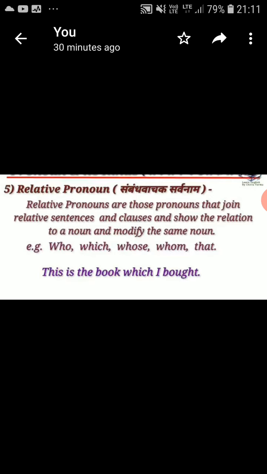So children, when who, which, whose, whom, that are used to join one sentence to another, at that time they are working as a conjunction. So at that time they are called relative pronouns. An example is given here: this is the book which I bought. When you look at this example, there are two sentences, and with the help of which we make one simple sentence.